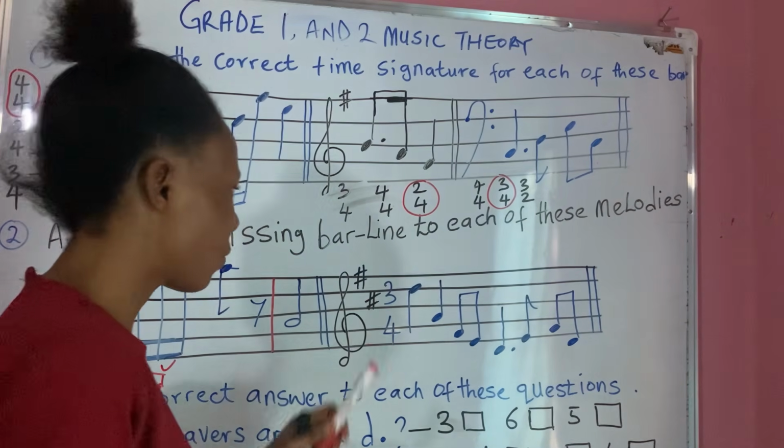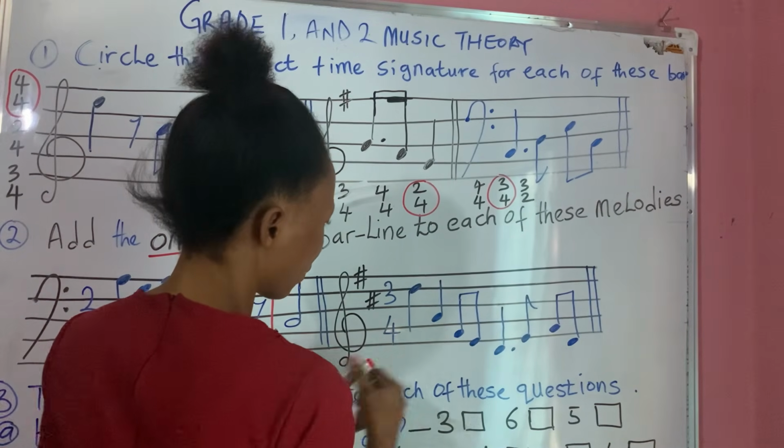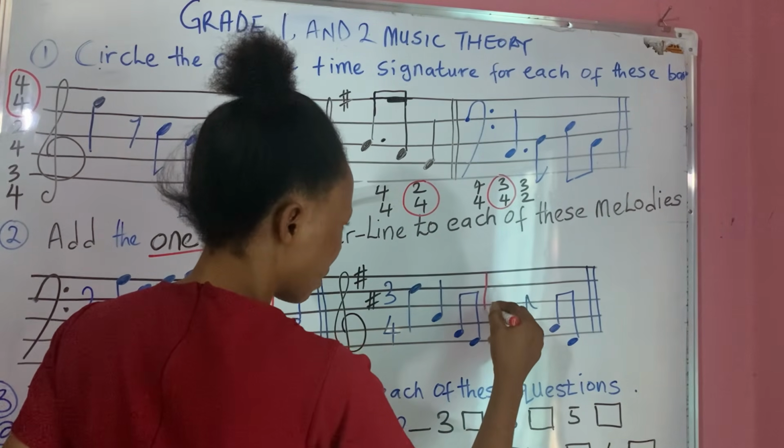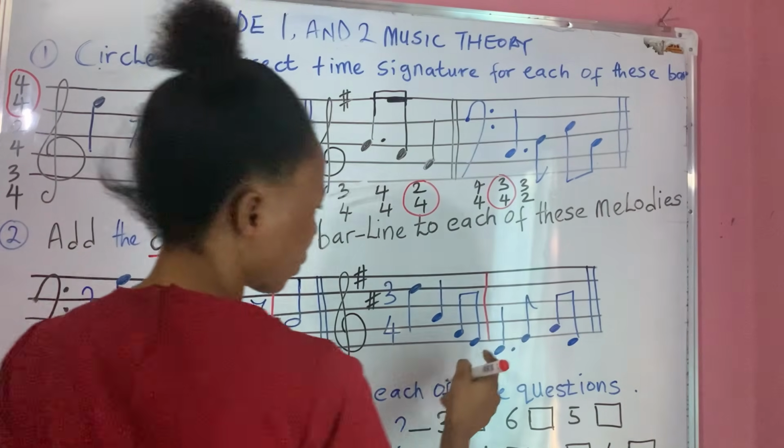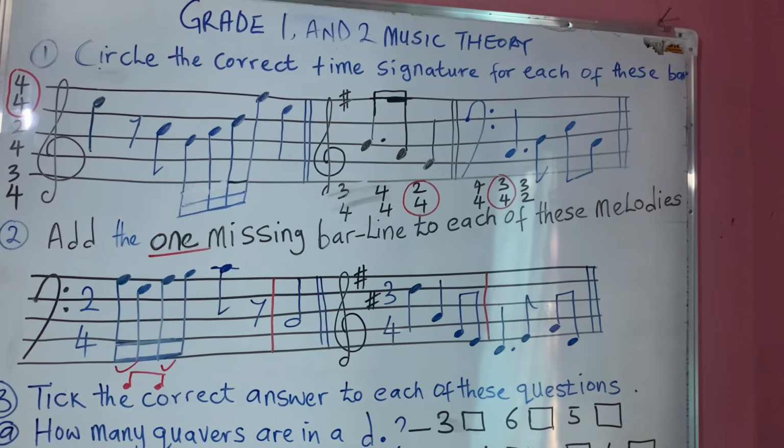Then the next one is 3, 4. Let's see. This is 1 crochet, 2 crochet, 3 crochet. So there is going to be a bar line here. And this is 1 1/2, 2 and 3. So it means you've answered number 2 now.